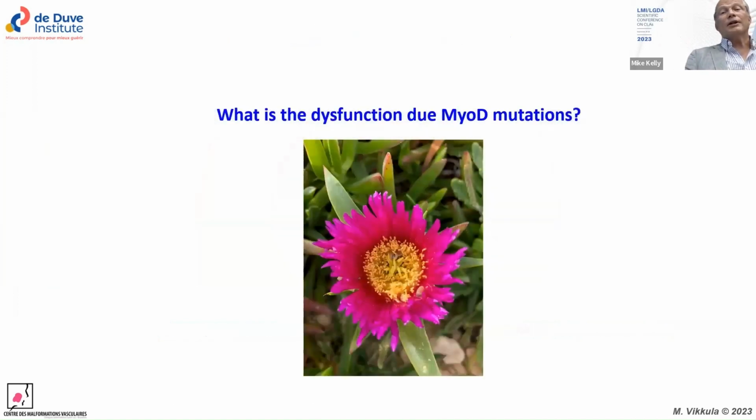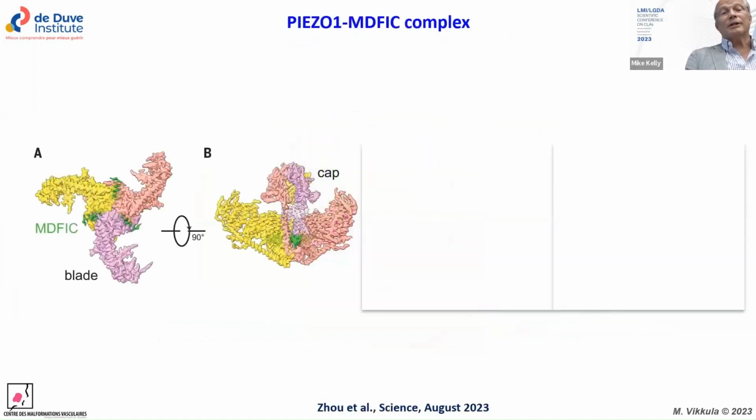What is very interesting is that just last week, there was a paper published in Science showing that MDFIC, which is here in green, these little things here, actually associates with another gene that we know in our field of lymphedemas, which is an ion channel called Piezo1.